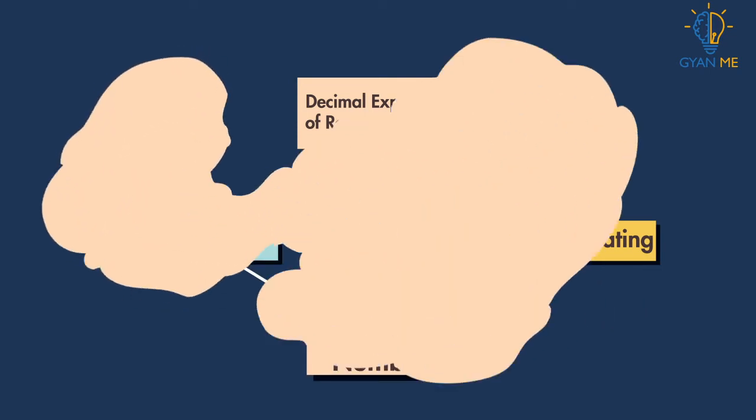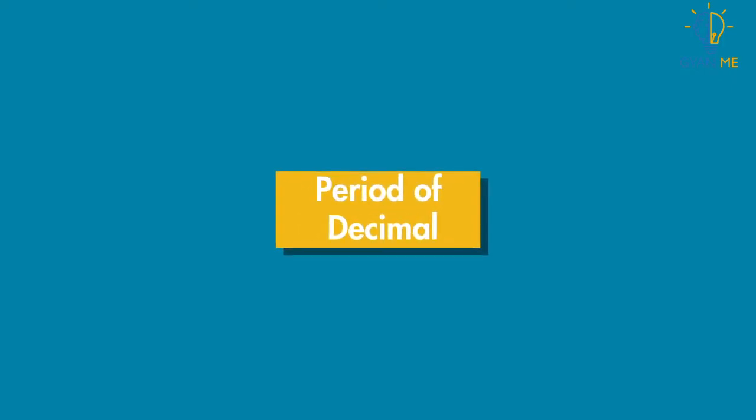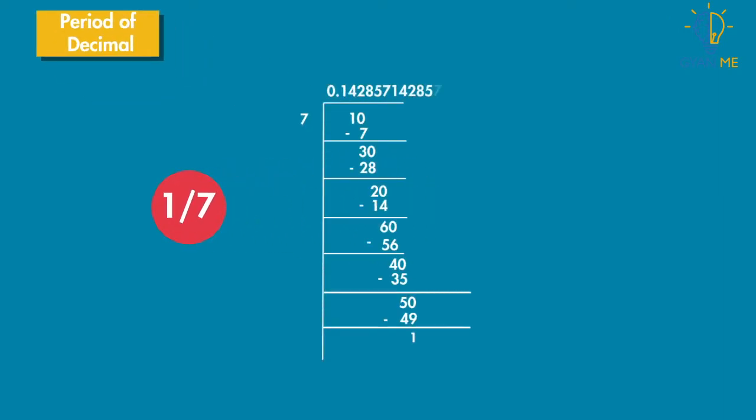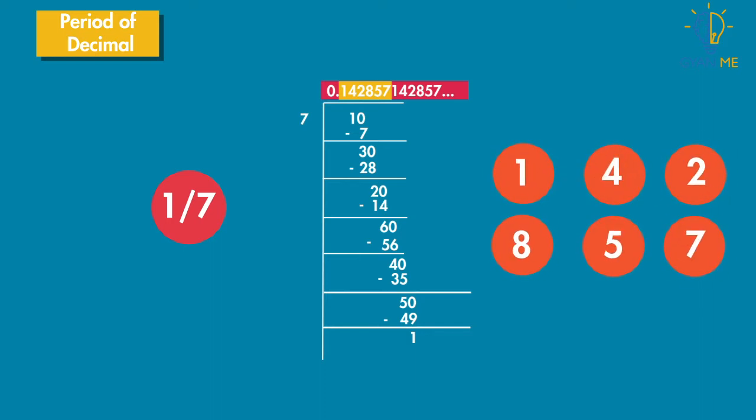Students, now let us know what is the period of decimal. For that, let us take division of 1 by 7 and its decimal expansion. We see that decimal expansion is 0.142857142857 and so on. Here, the group of digits 142857 gets repeated. And as you can observe, this group contains 6 digits. So the period of decimal is 6.